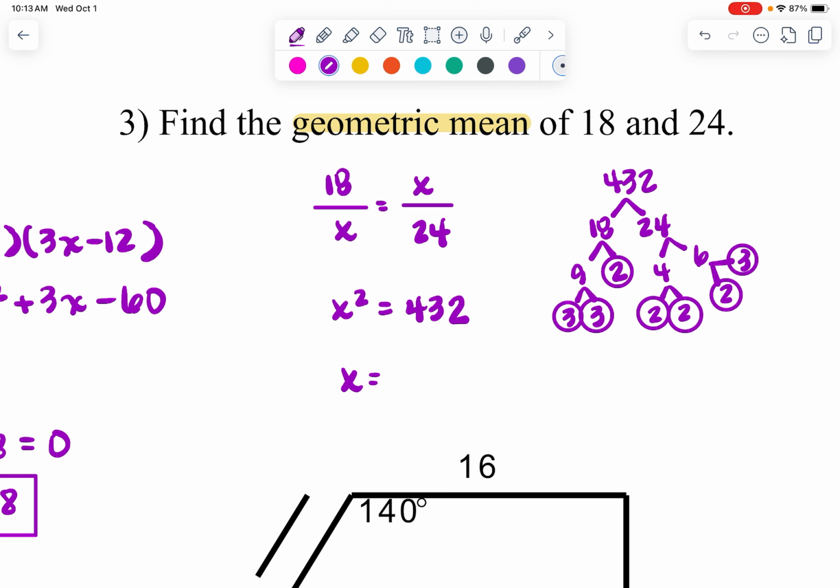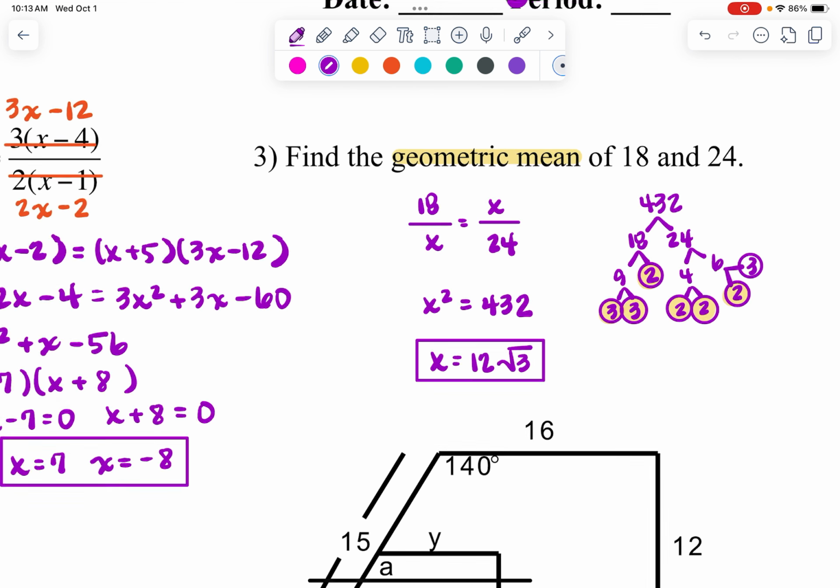So that means x is going to equal, let's see, I've got a pair of 3s, a pair of 2s, and I have another pair of 2s. So I get to take out a 2 and a 3. Multiply all those together, that gives me a 12 on the outside. And then I have the little lonely 3 that didn't buddy up, he stays on the inside. Technically, this would have 2 solutions, but it only wants the positive root of 432 because we are looking for a number between 18 and 24.